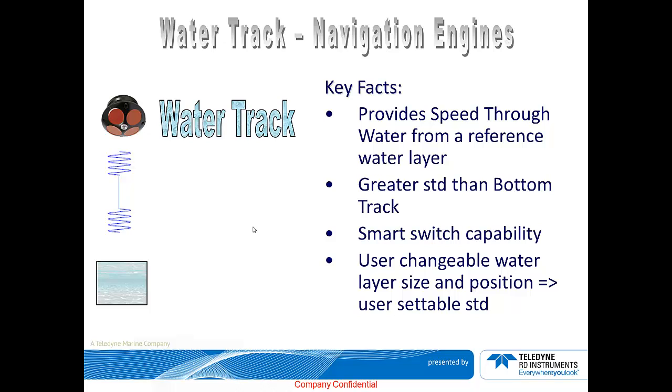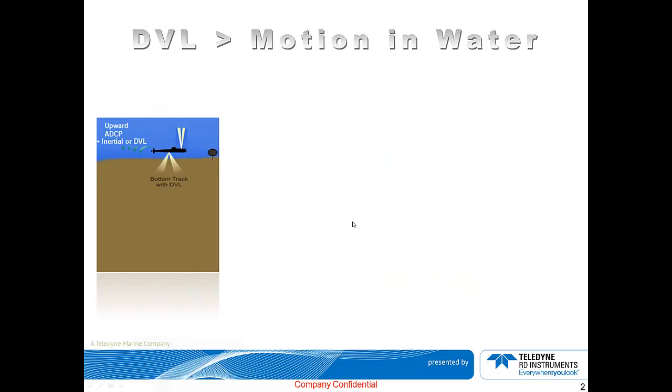Well, water tracking is particularly useful when the bottom is out of the DVL's range, or if the DVL can't properly detect the bottom, due to, let's say, a soft and muddy bottom, or for some other reasons. So how does water tracking really work? We already know from the previous slides that the DVL calculates various entities, such as altitude, speed over ground, and other important information that your platform or vehicle needs using bottom tracking.